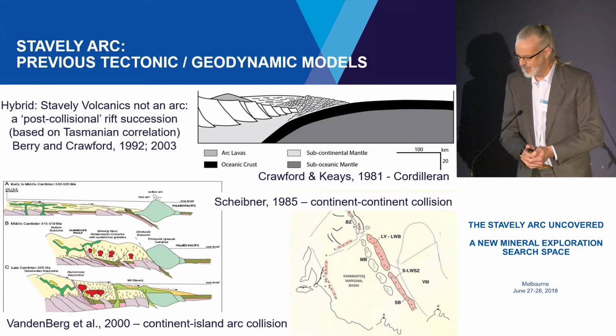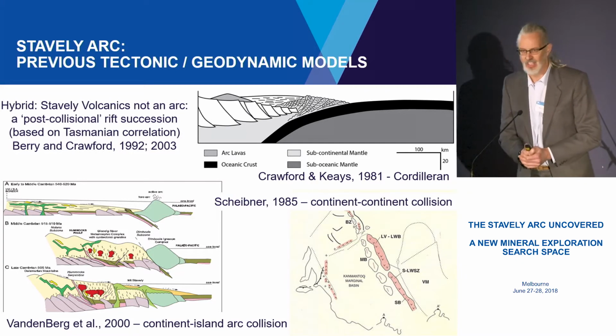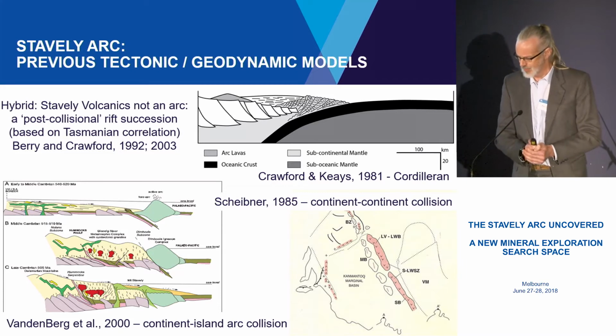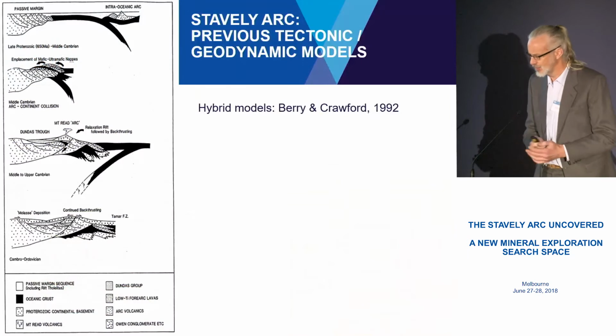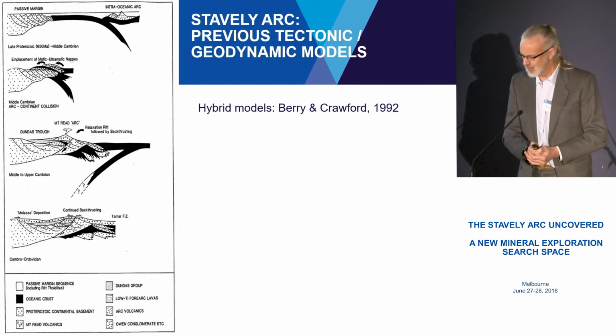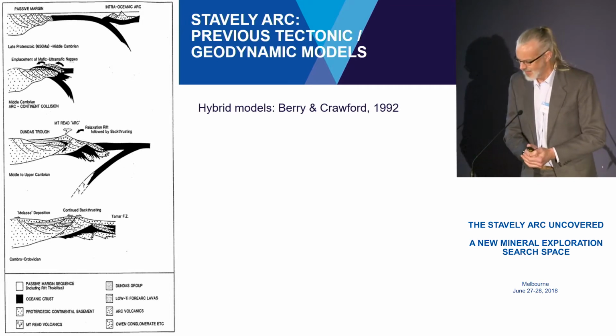and it fitted quite well with Tasmania, where Tony had changed his mind now, and the Stavely volcanics weren't an arc anymore. They were a post-collisional rift succession, and that was based on correlations with the Mount Read volcanics in Tassie, and it was a pretty good model they had there. It was a hybrid sort of model, similar to the one we adopted in 2000. And so you had an early ophiolite placement and then late magmatism with sort of arc-type signatures over the top.